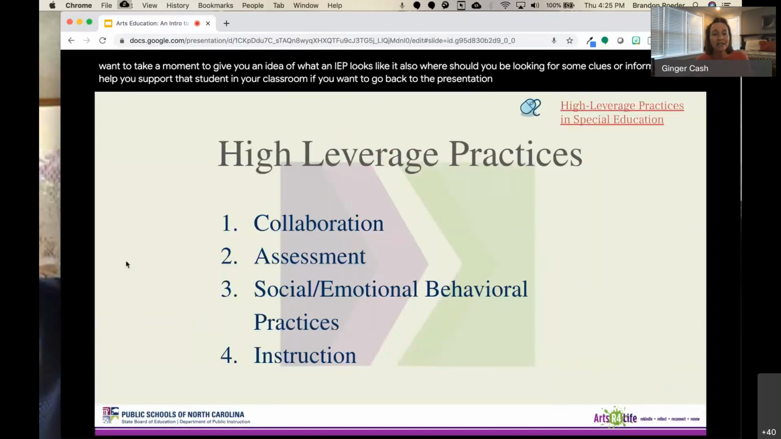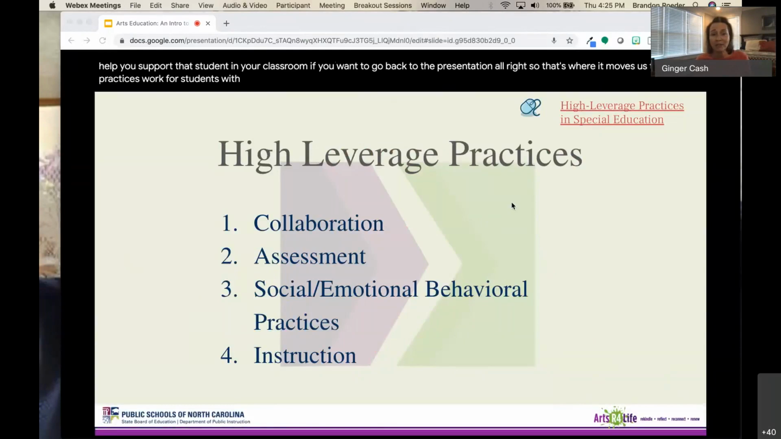All right, so that's where it moves us to, well, what practices work for students with disabilities? I have quite a few in my classroom, and like you said, I don't have a special education teacher in there with me, and I may not be able to see or talk to them on a consistent basis. Well, to help build capacity, the Council for Exceptional Children, along with the Cedar Center, also put together these high leverage practices in special education. And I see Sayward's done dropped a link to the high leverage practices.